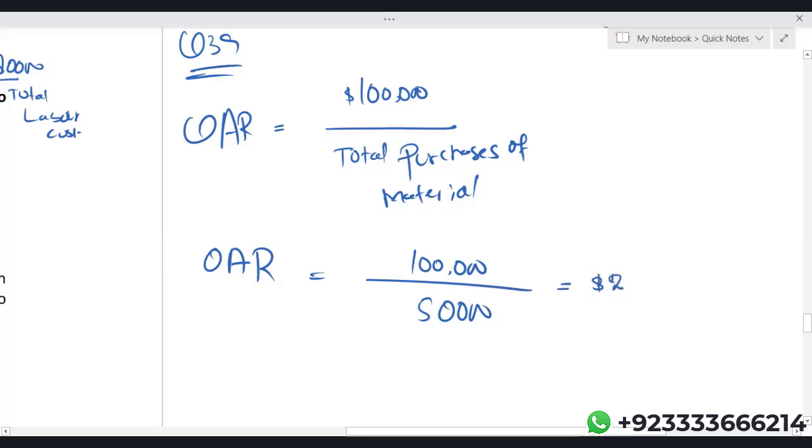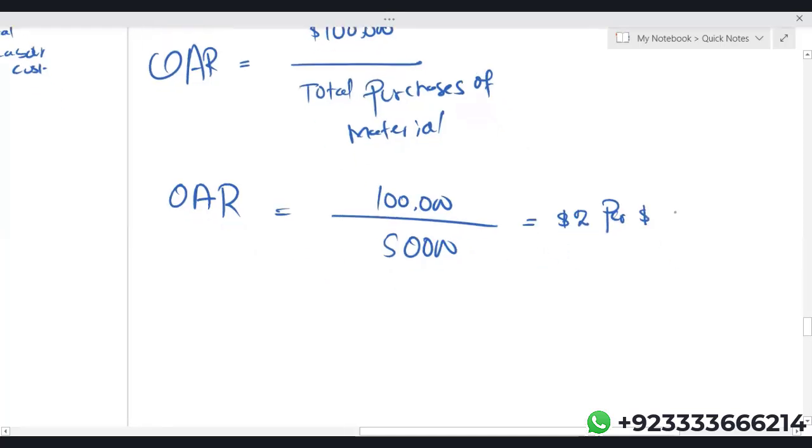And this is $2 per dollar purchase of material. Very simple. Logically, if you're purchasing material of $1, you will have to bear $2 of material handling cost. What is the interpretation? On each $1 purchase of material, you have to bear $2 material handling cost.